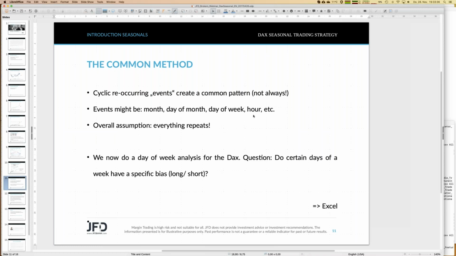So that would improve our statistics as well. But those events, I mean, when I talk about cyclic reoccurring events, the overall assumption is quite simple. Everything repeats. So if we have a common pattern, it should be valid tomorrow as well. That's always something we never know.